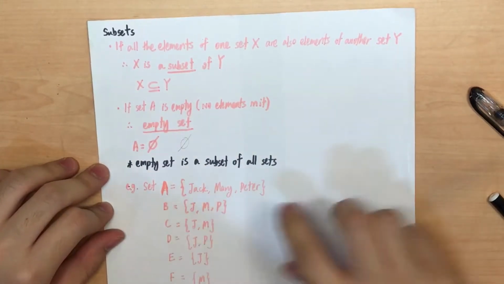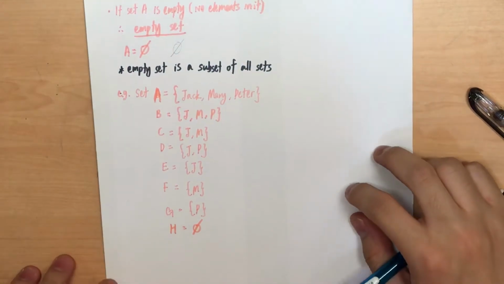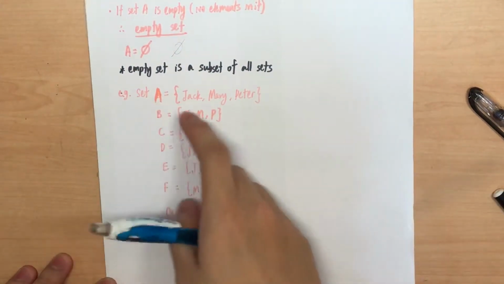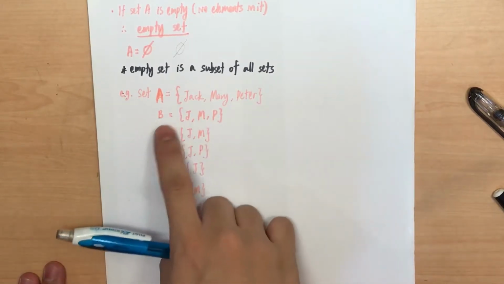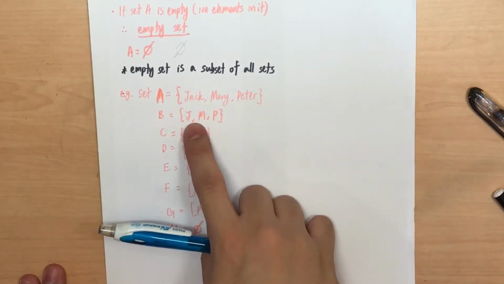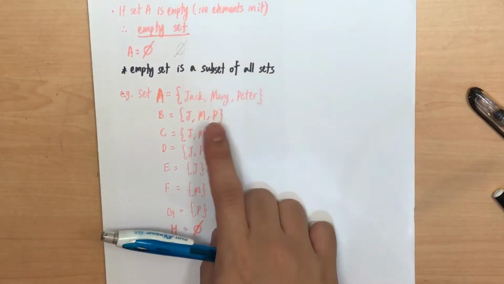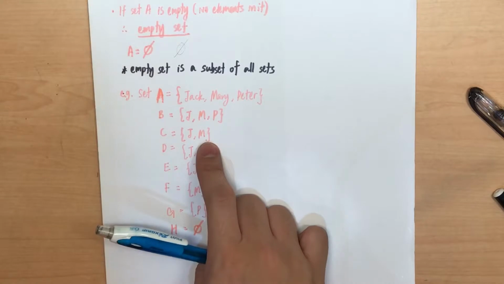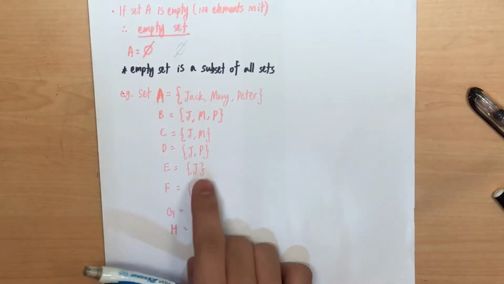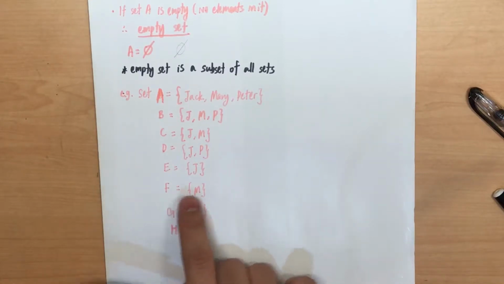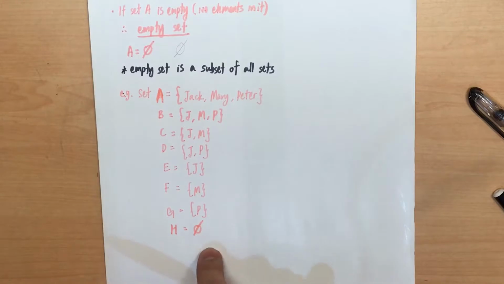So for example, we look at this. Set A contains Jack, Mary, and Peter. Set B also contains Jack, denoted J, Mary, denoted M, and Peter, denoted P. Set C contains Jack and Mary. Set D contains J and Peter. Set E contains Jack. F contains Mary. G contains Peter. H means the empty set.